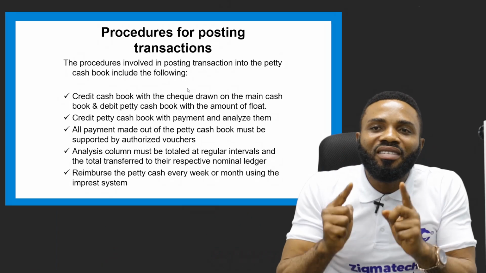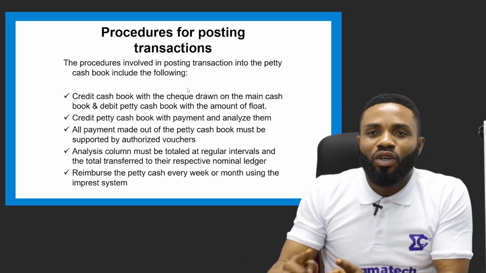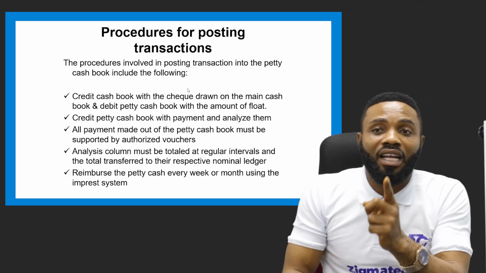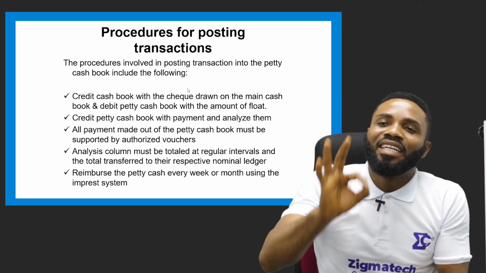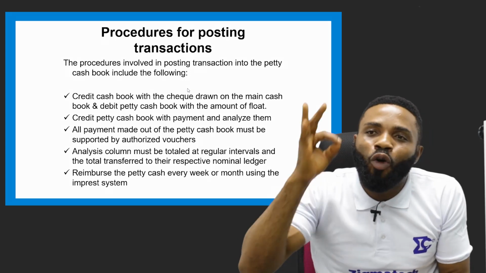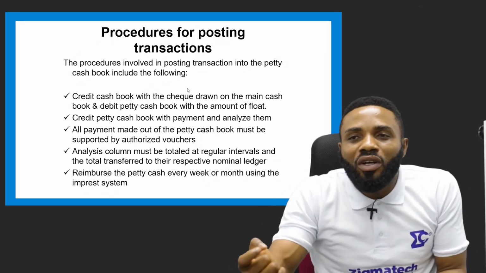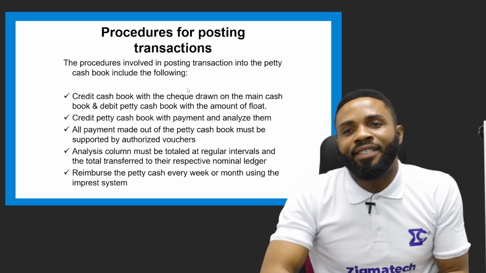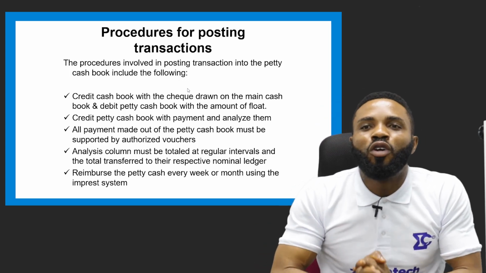But when expenses are made or when payments are made from the petty cash book, the petty cash book must be credited. That's why I said credit the petty cash book with payments and analyze them. What I mean by analysis is that you describe the payment. What did you pay? Or what did you spend the money on? It could be fuel, it could be transport, it could be envelopes, it could be stamps, but it should be what? Analyzed.